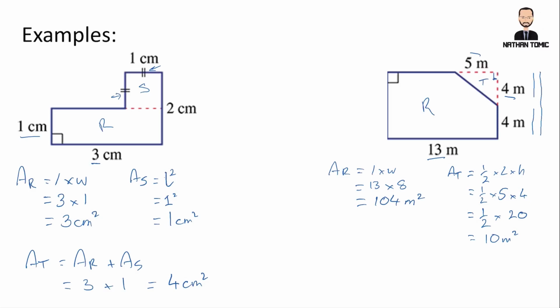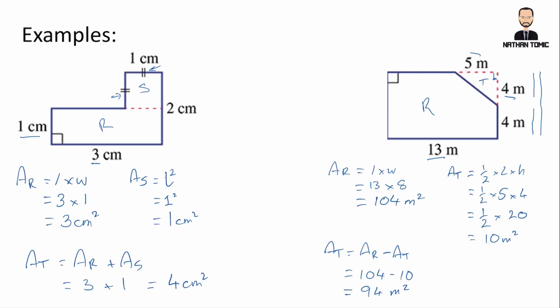Okay? So what we have at the moment is the area for the full rectangle, including that triangle, and then we have the amount for just that triangle. So in this case, the area of total is equal to the area of the rectangle minus the area of the triangle, because we want to cut it off, which means it's equal to 104 minus 10, which makes it 94 meters squared. So the first one, we did an additive process. The second one, we did a subtractive process.